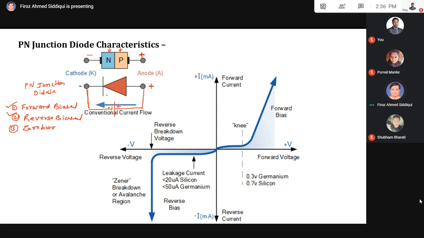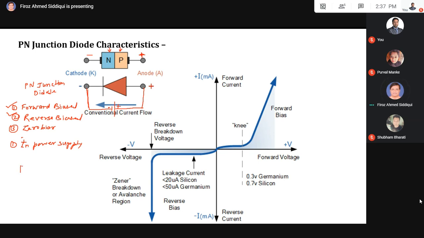Diodes are used in many applications, like I have stated earlier. One is in the power supply section, where it is used to convert AC into DC. That means it is used as a rectifier. And it can be used as a switch also, because when the diode is connected in forward bias condition, it acts like a closed switch.